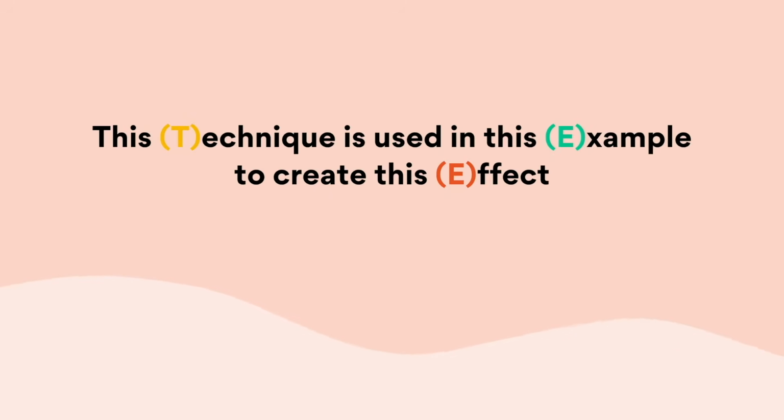So if you want to put together the T rule, it essentially looks like this. This technique is used in this example to create this effect. And basically you just replace technique, example, and effect with the analysis that you're going to cover. Now, just as a side note, rules are fantastic for beginners, for people who are still learning the ropes in terms of an analysis.